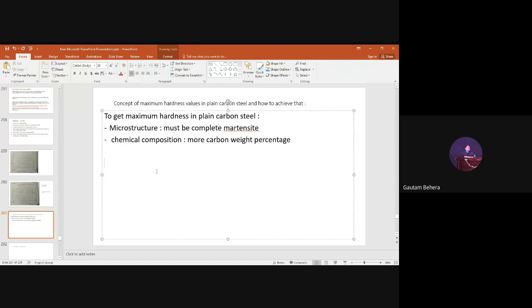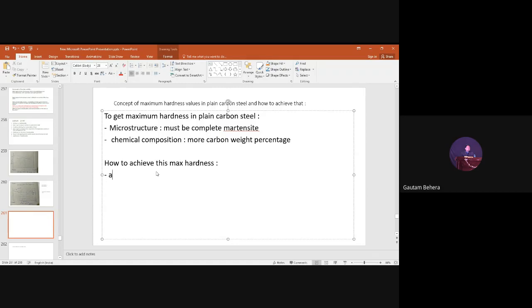So now the question is how to achieve this maximum hardness. The answers are very simple. The first thing you have to do is quenching. Yes, quenching. But before quenching, there is something important. Before quenching, you need to do something. Homogenization of austenite phase. Very good. Homogenization of austenite phase.